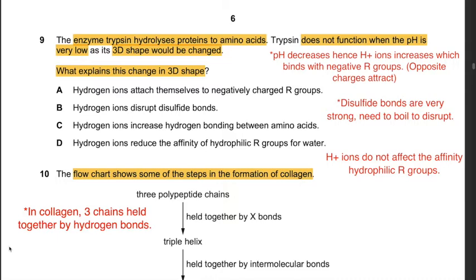Option A. Hydrogen ions attach themselves to negatively charged R groups. Now, as you know, hydrogen ions are positively charged, and R groups can be of various types. They can be neutral, positively charged, or negatively charged. Since they mentioned the pH being very low, pH decreases, then hydrogen ions increase. Since hydrogen ions are positively charged, they bind with negatively charged R groups, as opposite charges attract. Therefore, the answer is A.